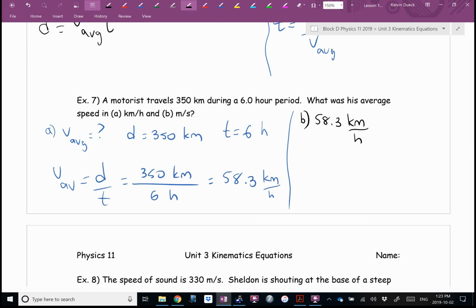Grace, I want to get rid of kilometers. I want to get rid of hours. Which one do you want to do first? Pick. I missed that. So where is kilometers going to go in the next fraction?